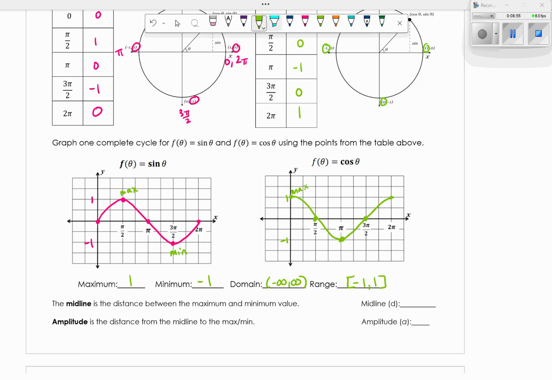The midline is the middle of the graph. If we look at this graph here, the middle of the graph between the max and the min would be here, and that's called the midline. We say y equals 0, it's a horizontal line. And then the amplitude is the distance from the midline to the max and min. So this distance here is what we call the amplitude. In this case, if you count up 1 or down 1, that's the amplitude.